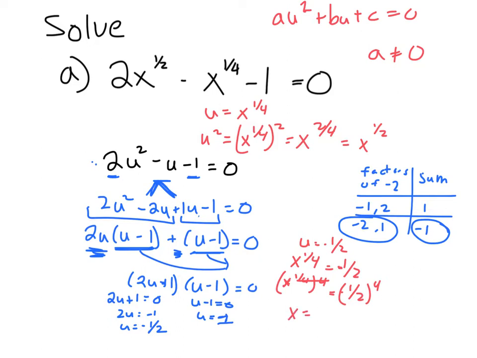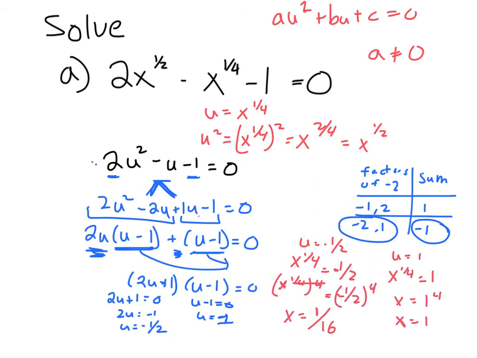So X equals negative 1/2 to the 4th power. If you multiply something an even number of times, it becomes positive again. So this is positive, and then 2 to the 4th power is 16. Okay, so 1/16. Right, then the same thing for U equals 1. We would do X to the 1/4 equals 1. Bring both sides to the 4th power, so X equals 1 to the 4th. 1 to the 4th is just 1. Okay, now we have both these answers.